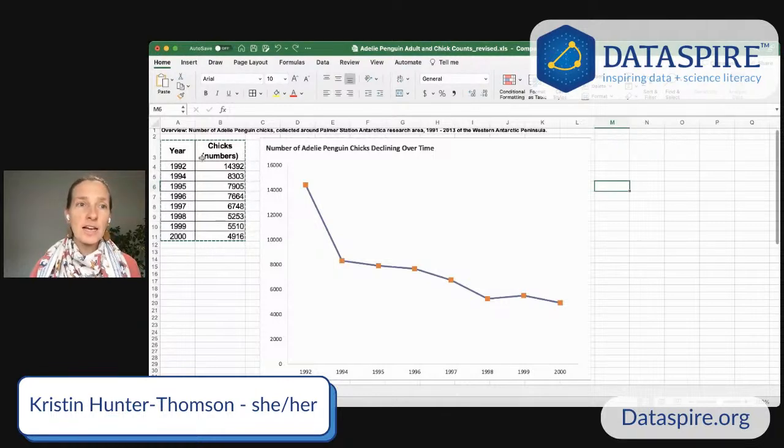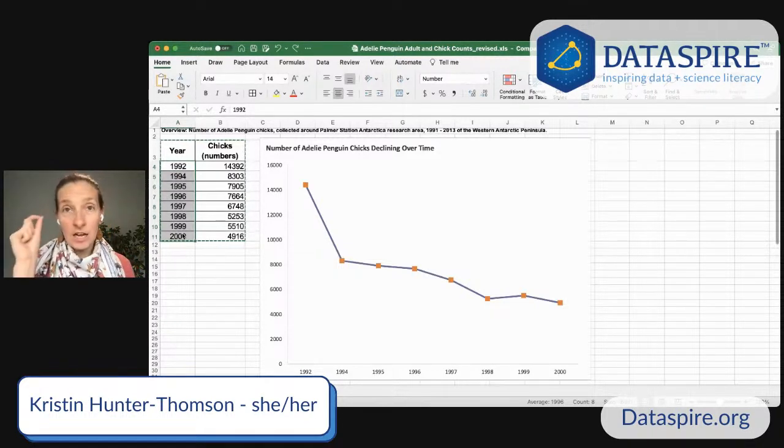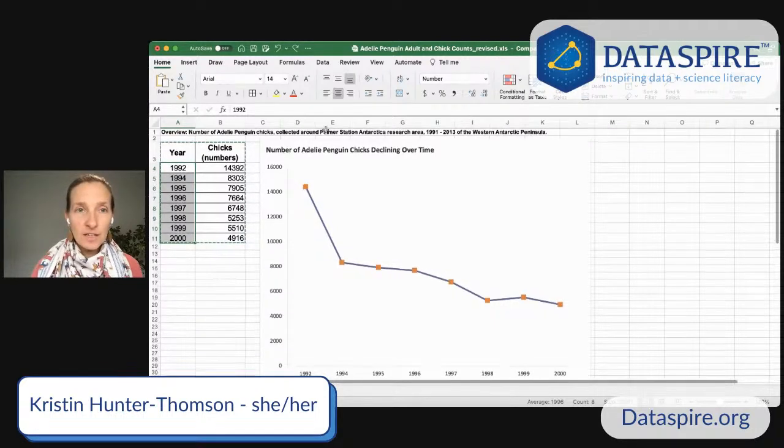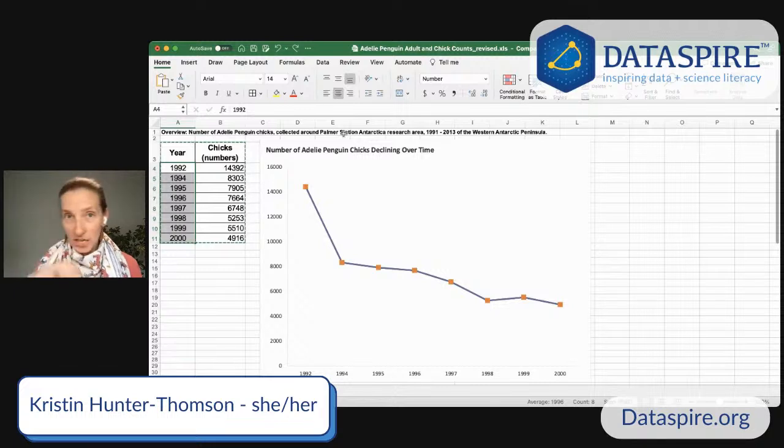So here we're looking at some data from the 1990s to early 2000s for penguin counts of Adelie chicks. So a specific kind of penguin in a specific location. We're looking at data from the Palmer Station Antarctic Research Area. That's where they were counting these chicks, and the Palmer Station Antarctic Research Station is on the Western Antarctic Peninsula. That's the arm that comes up off of Antarctica that gets really close to the base of South America, if you are not familiar with looking at images of Antarctica.